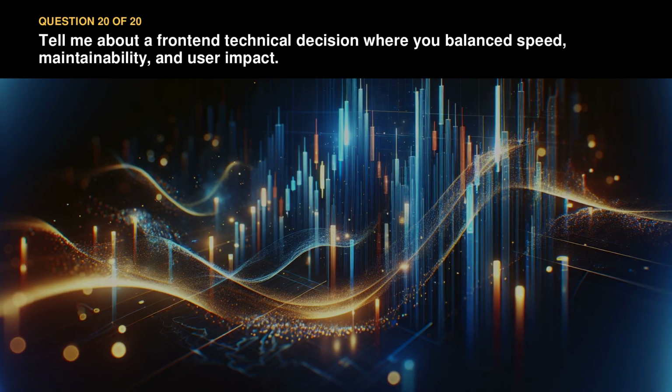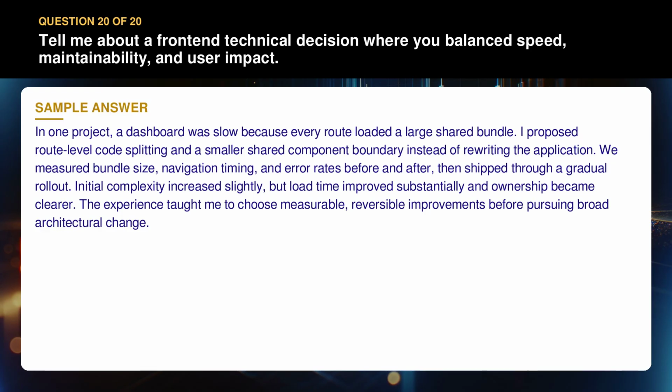Question 20. Tell me about a front-end technical decision where you balanced speed, maintainability, and user impact. In one project, a dashboard was slow because every route loaded a large shared bundle. I proposed route-level code splitting and a smaller shared component boundary instead of rewriting the application. We measured bundle size, navigation timing, and error rates before and after, then shipped through a gradual rollout. Initial complexity increased slightly, but load time improved substantially and ownership became clearer.